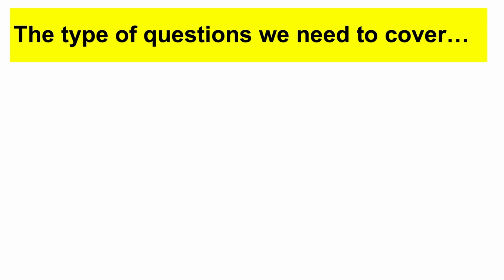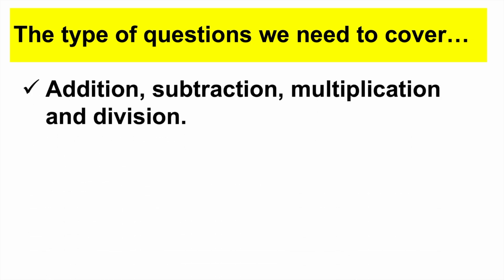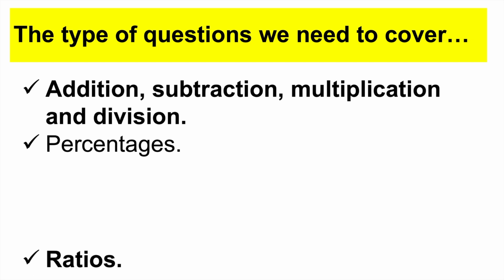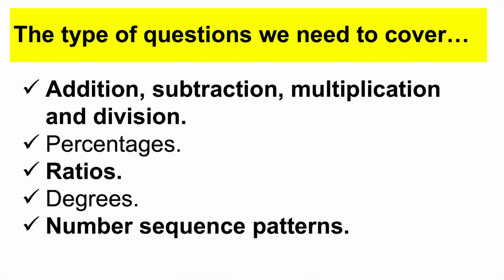So the type of numerical reasoning test questions we need to cover to get you fully prepared for your real test are as follows. Do not neglect to practice simple addition, subtraction, multiplication, and division calculations. These are easy wins, but it is important that you practice them under timed conditions before the real test. We also need to cover percentages. Percentages are common during numerical reasoning tests. We need to cover ratios, degrees, and also number sequence patterns. So these are the most common type of questions that are asked during numerical reasoning tests.